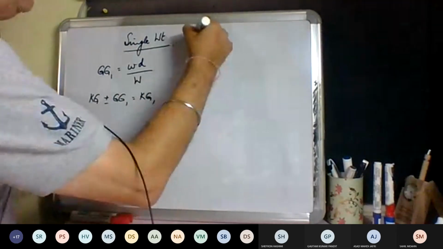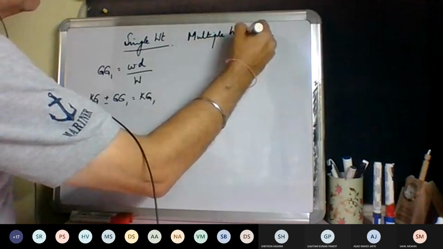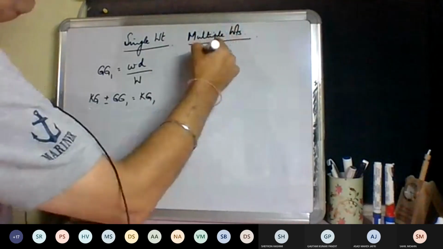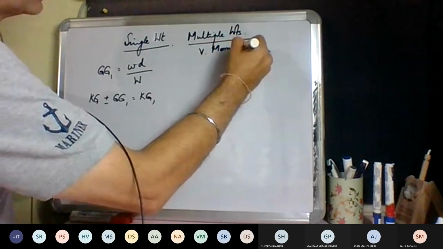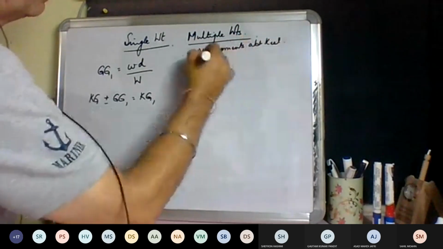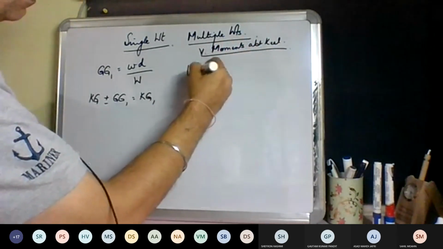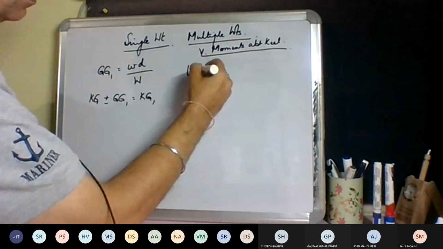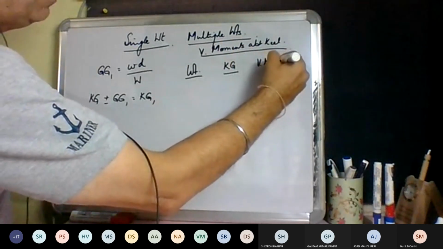But if I have multiple weights, then we find out the KG by vertical moments about the keel. Vertical moments about keel means the weight, KG, and the vertical moments.